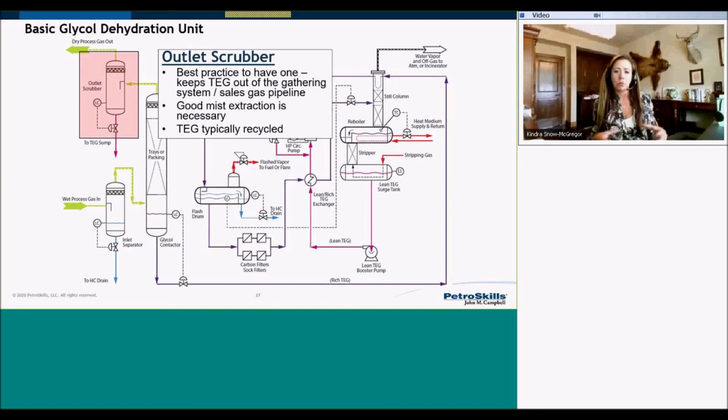It's best practice to have one because you want to keep that TEG out of wherever this gas is going, all right? Because once that TEG is out and gone, it's gone, and it's going to cause either you a problem somewhere else or someone else a problem. You just try to keep the TEG within the system. Good mist extraction is necessary, so take a hard look at what type of mist extractor you're using. And TEG is typically recycled.